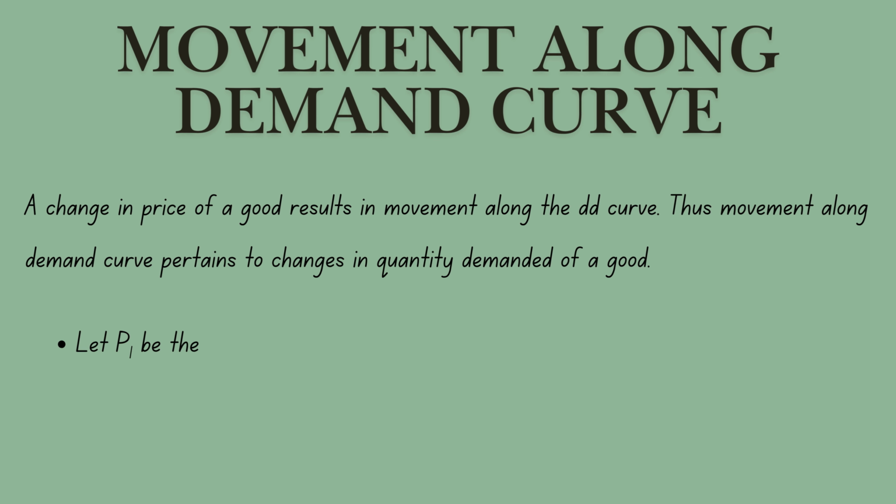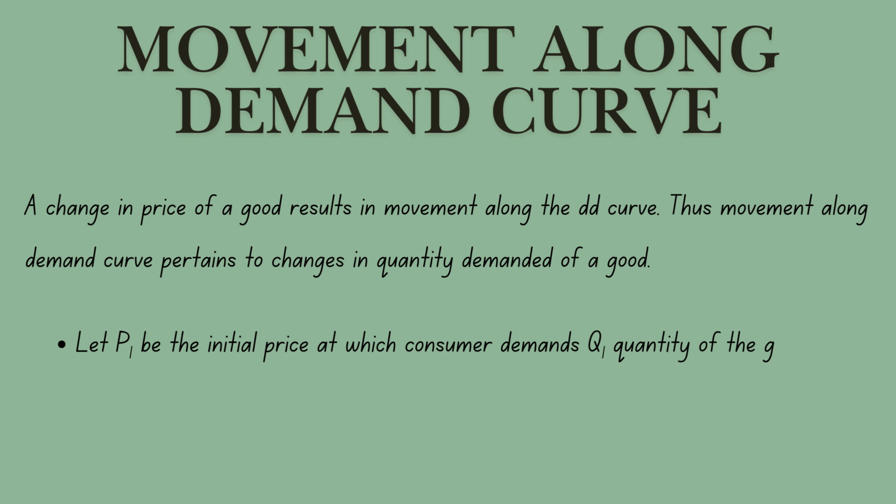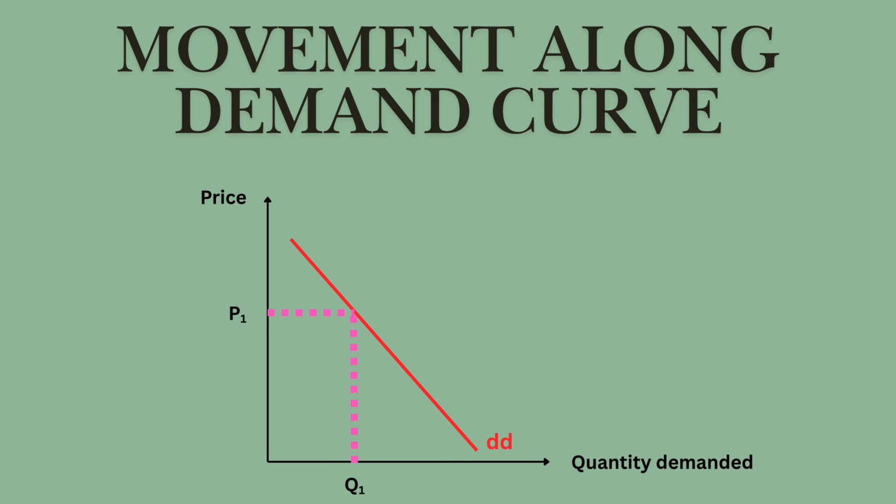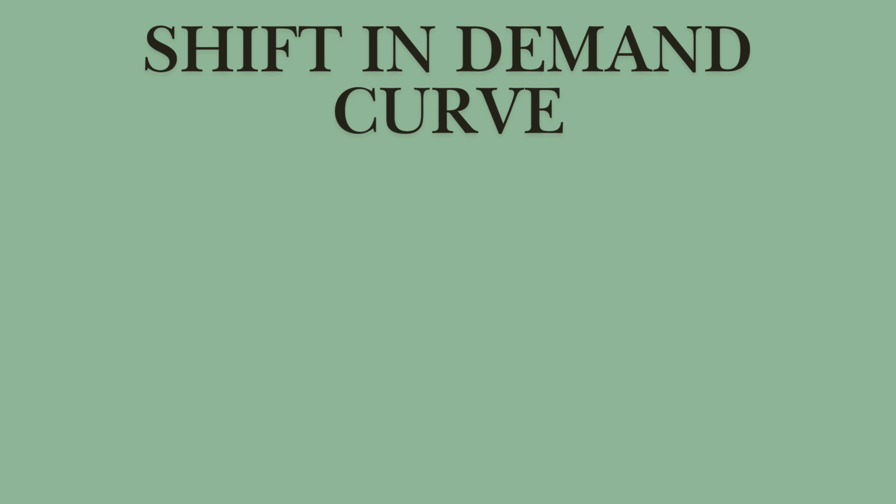Let P1 be the initial price at which consumer demands Q1 quantity of the good. Now let the price decrease to P2. Let's see what happens. When the price of the good decreases to P2, the quantity demanded of the good increases to Q2. Thus one can see that there is a downward movement along the same demand curve, as indicated by the arrow. Now let's turn to the factors that cause a shift in demand curve.